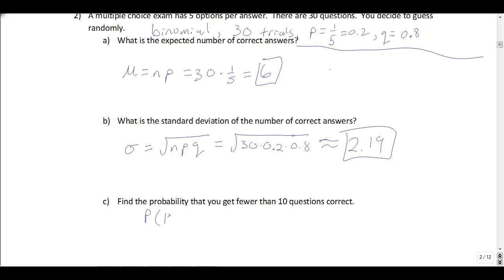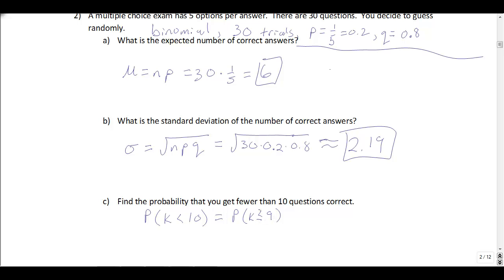Let's use k for the number of successes. I'm going to get the probability that k is less than 10. Now, that means I could get 0 or 1 or 2 or 3 up to 9. What I'm going to use is the binomial CDF function of my calculator. That always works with a less than or equal to. So this is going to be the probability that the number of successes is less than or equal to 9. So less than 10, same thing as less than or equal to 9.